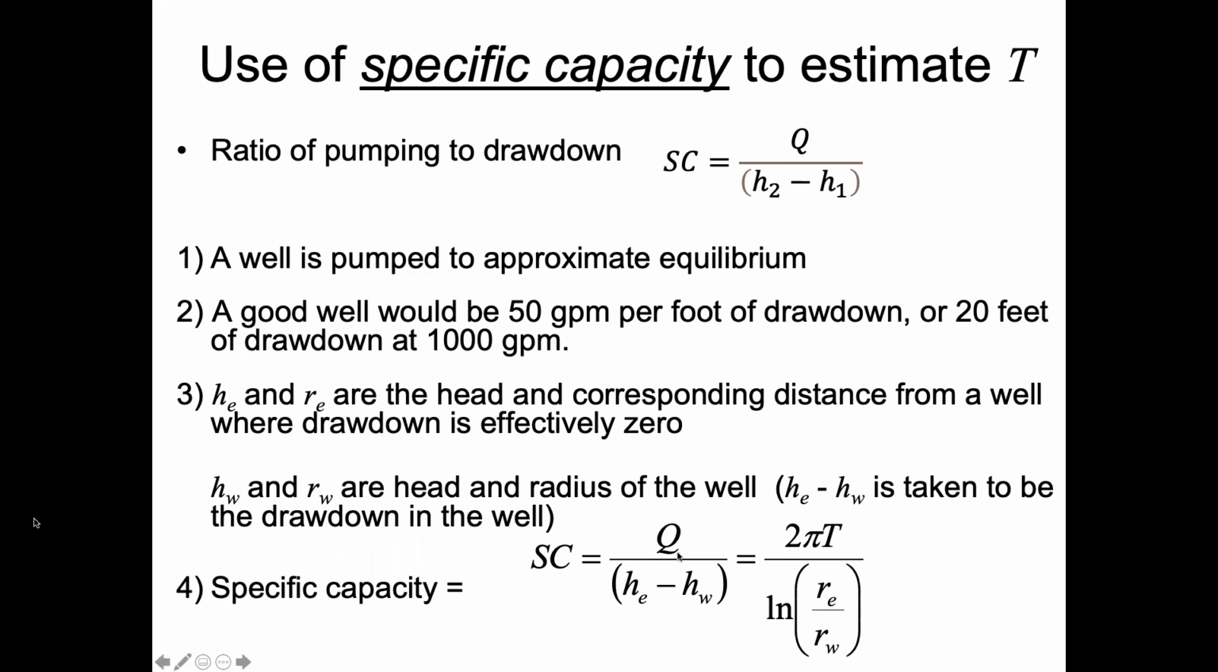So we can say that our volume of water is just going to be equal to our transmissivity times 2 pi and that we can equate this change in drawdown that we have here to the natural log of how far away it is you have to go to effectively have your water table not affected by pumping, and then the water level that's at the well.